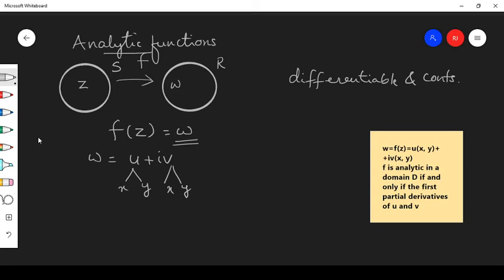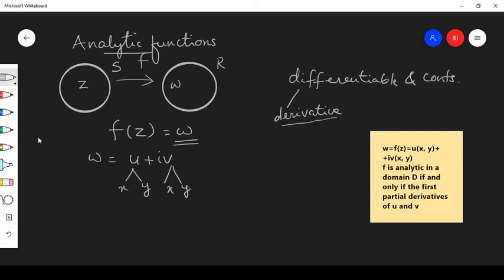Now what are differentiable functions? Functions which have a derivative are differentiable functions. This is the simplest way of explaining: if you can find the derivative of a given function, then such functions are differentiable functions.